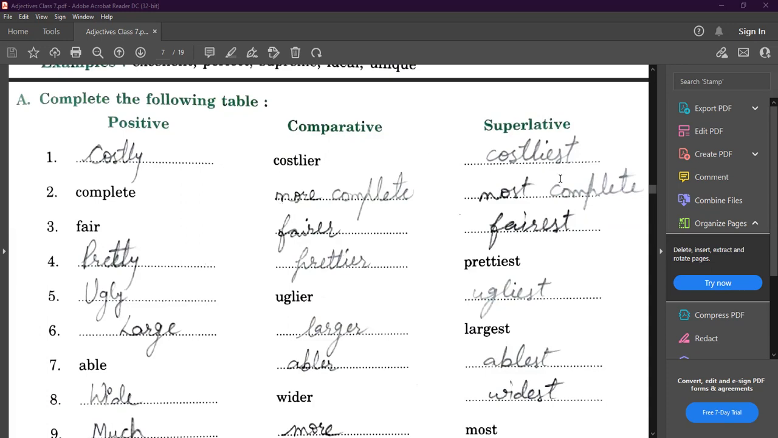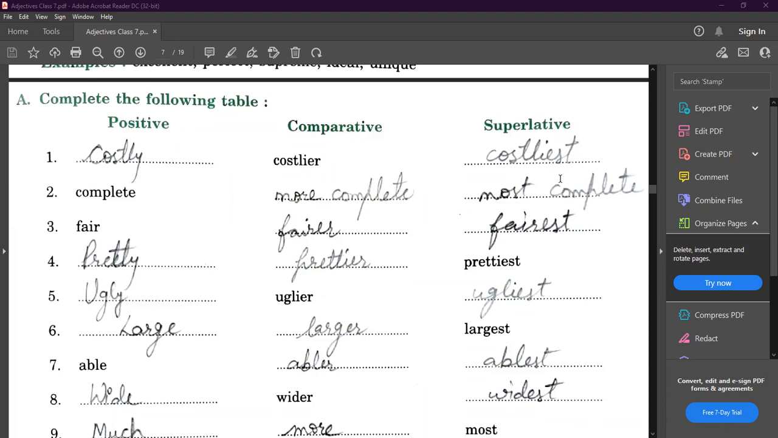Ugly मतलब, Navya Jain? Ugly means that which is not very beautiful. Again, please speak loudly, Navya. Ma'am, ugly means which is not very beautiful. Yes, which is not beautiful is known as ugly. Ugly, uglier, ugliest. Large, larger, largest.